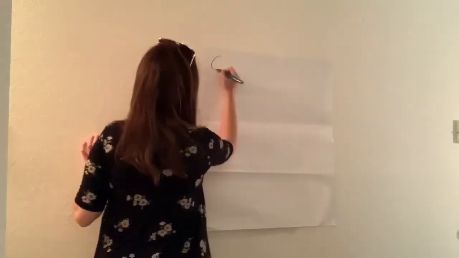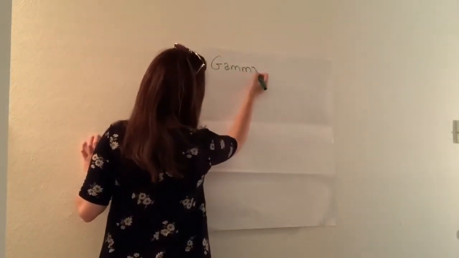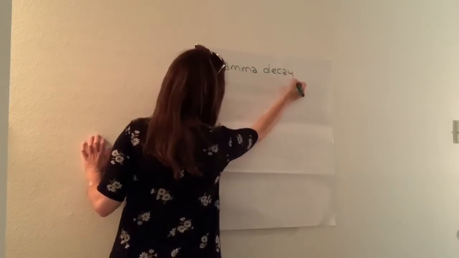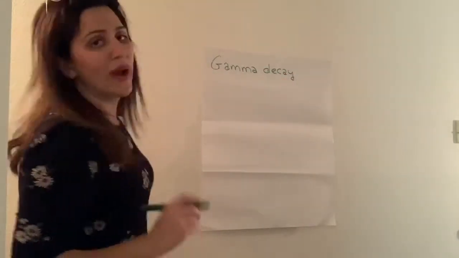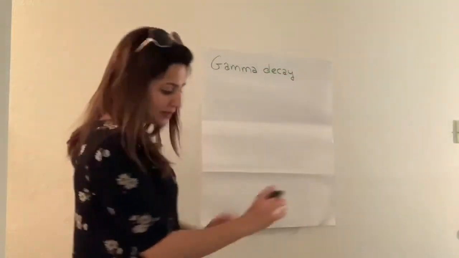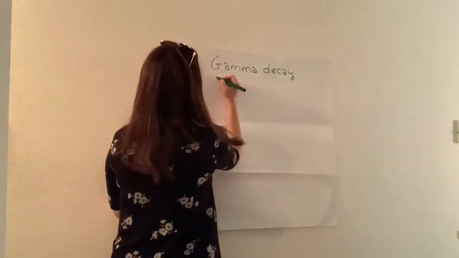In the case of gamma decay, it does result in the release of something from the nucleus. However, it does not result in transmutation, okay? And we're going to talk about the scenarios and what exactly is happening. So, gamma decay: when gamma decay occurs, what's being released is energy.